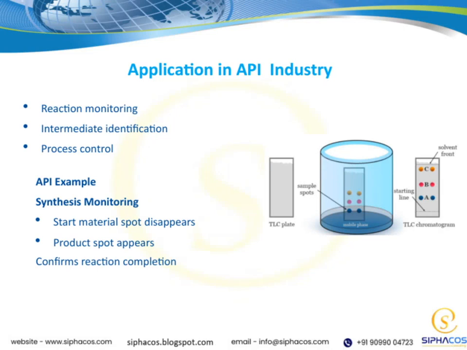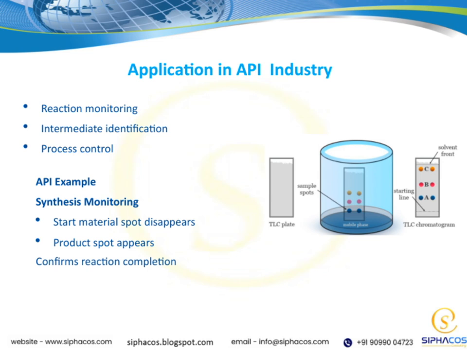Let's take a closer look at this API example for synthesis monitoring. When the start material spot disappears, it indicates that the reaction has begun and the initial reactants are transforming. Soon after, you'll see the product spot appear, which confirms that the reaction is progressing as expected. This visual change is a clear sign that the reaction has reached a certain stage, specifically, that it's complete.